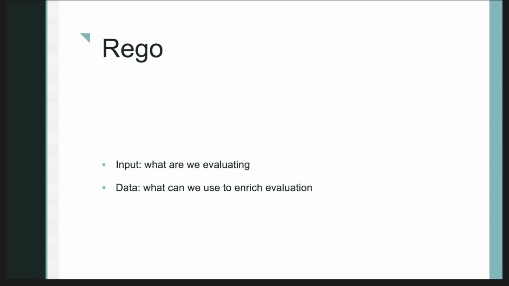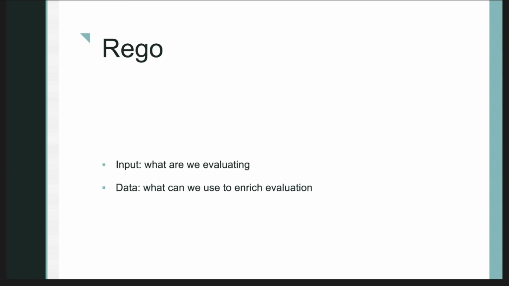So Rigo basically has two important things. One is the input. That is basically what the policy is evaluating. Let's think about a JSON object. So Rigo gets the input, the JSON object, and this is what it has to evaluate. And it also has another thing called data, that is basically what we can provide to the policy in order to enrich the evaluation. This could be anything from certain settings for the policy itself to context about the Kubernetes cluster, for example, a list with all the namespaces that are created, or other resources, like a list of ingresses, a list of CRDs, a list of whatever.